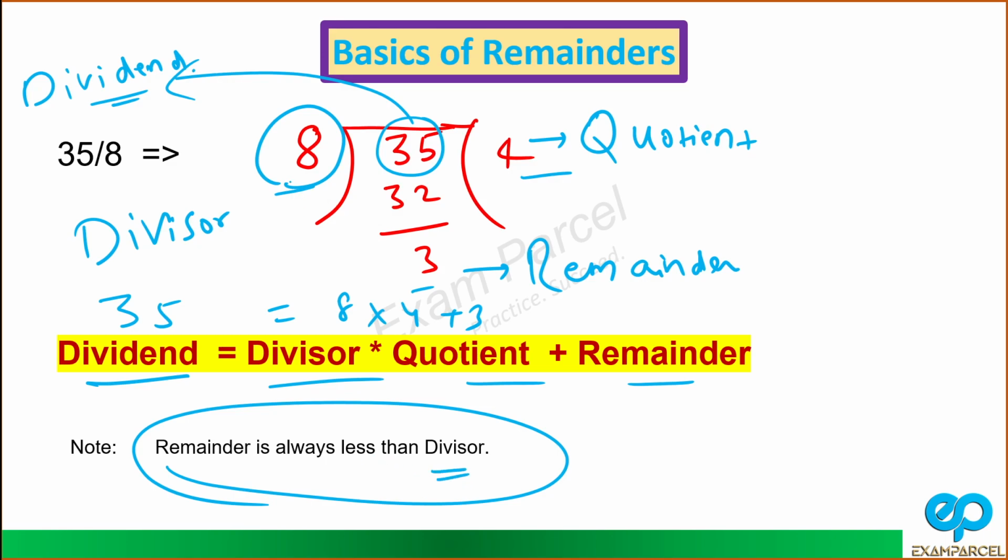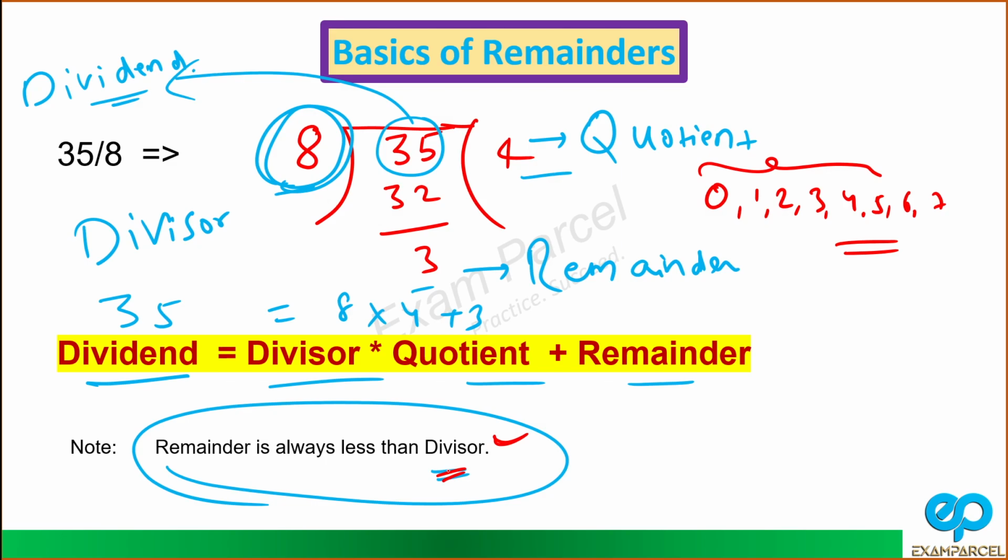So for example, my divisor is 8. So what are the possible remainders here? So here possible remainders are 0, 1, 2, 3, 4, 5, 6 and 7. It cannot be greater than 7, right? It has to range from 0 to 7. Okay, so you should note this point always, and I'm sure that you must be aware of this also. So whatever your divisor is, you cannot have a remainder greater than that, right? Or even equal to that. It has to be less than that.